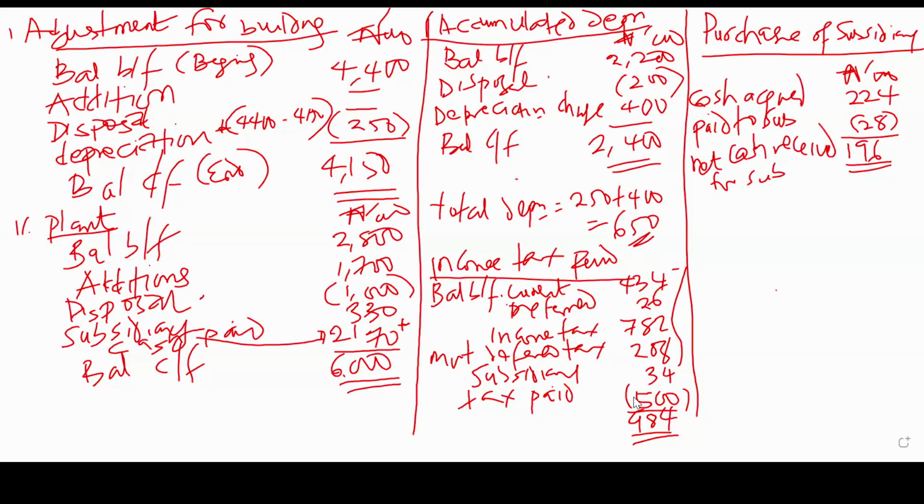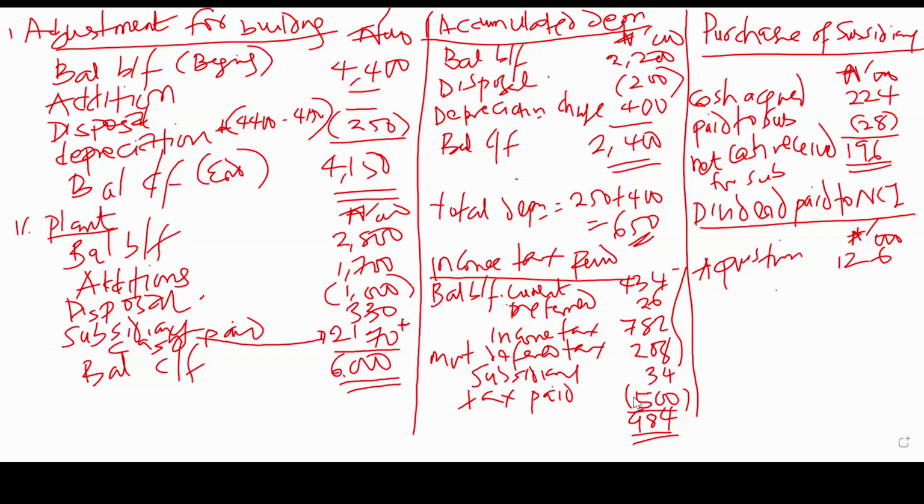All right, let's move on. Another item that we should pay attention to is the NCI. I made mention of NCI the other time. Let's look at the dividend that must have been paid to NCI. So now we are looking at special cases. Dividend paid to NCI. At acquisition, if you go and look at the breakdown of the net assets of the subsidiary we acquired, we valued NCI to be 126,000.